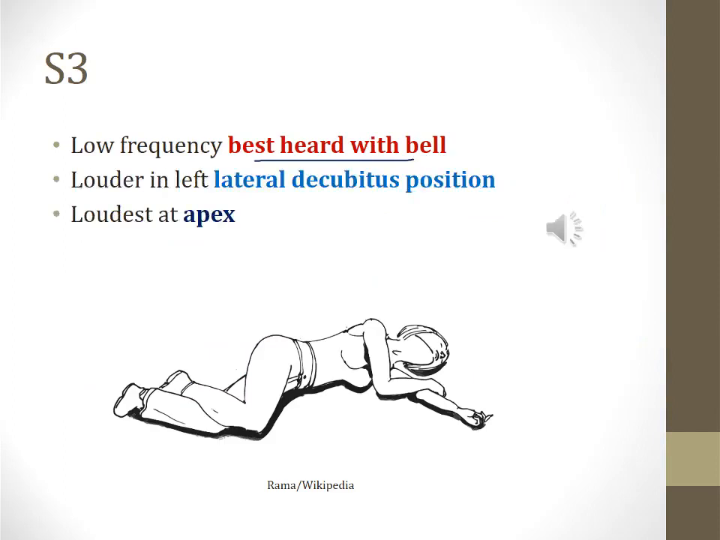I mentioned this before, but S3 is best heard with the bell. It's also best heard if you ask the patient to lie in the left lateral decubitus position. This is an example of a woman shown in that position on the screen. When patients lie on their side and you listen to the heart with the bell of the stethoscope, it's often easier to hear S3. It's also loudest at the apex, the same place where you listen for mitral regurgitation murmurs.